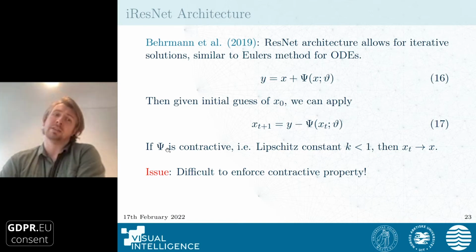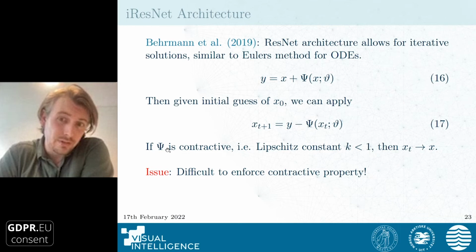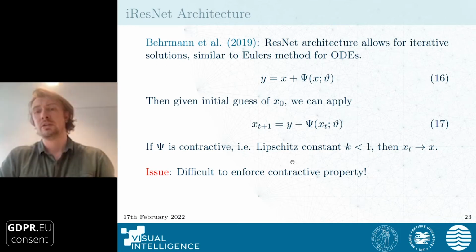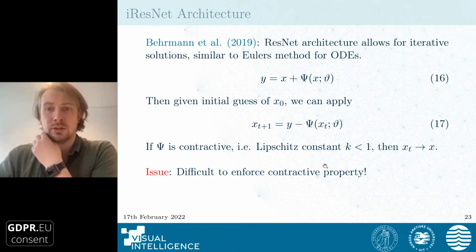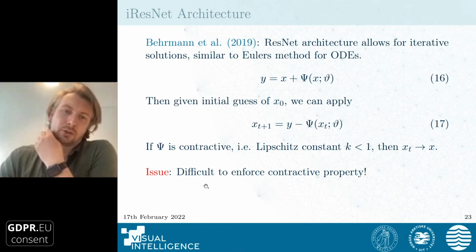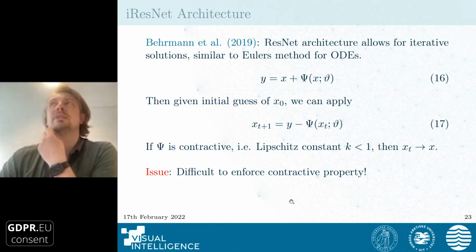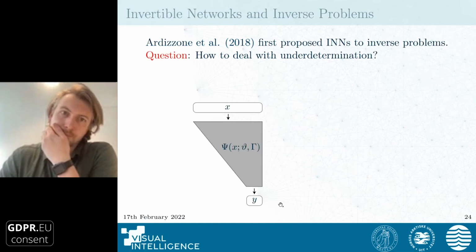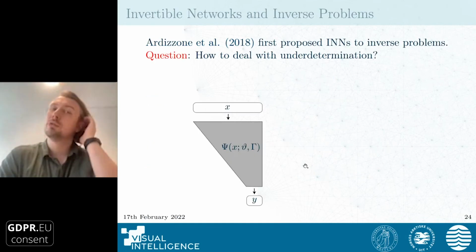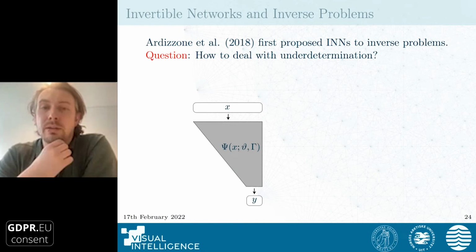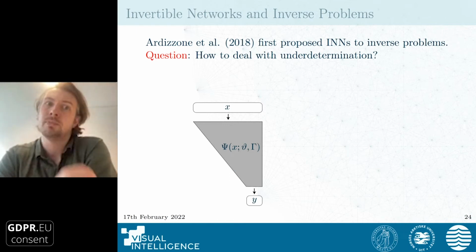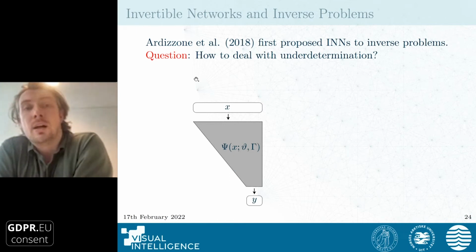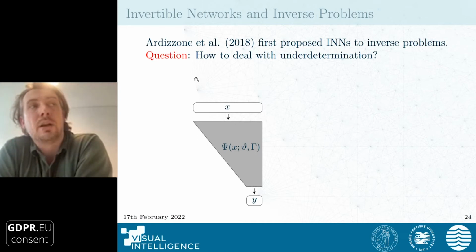And if the network is contractive, meaning that it has a Lipschitz constant less than 1, then it will converge to the solution. However, it's difficult to enforce this contractive property. It's possible to do, but it's computationally expensive. So invertible neural networks have been applied to inverse problems before. In particular, Ardizzone et al. first proposed applying these invertible neural networks to inverse problems.